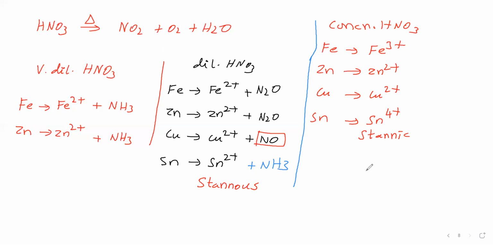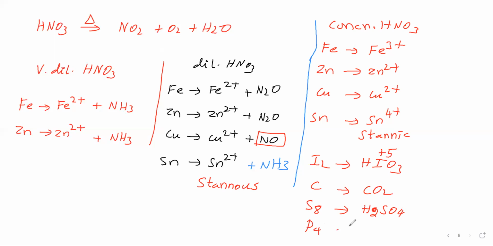These are metals. Non-metals, if we take, iodine becomes iodic acid. In iodic acid, iodine is +5 oxidation number. Iodine can show maximum +7 oxidation number. Here it shows +5. Carbon with concentrated nitric acid gives carbon dioxide. Carbon has +4 oxidation number. Sulfur gives sulfuric acid. Phosphorus gives orthophosphoric acid.